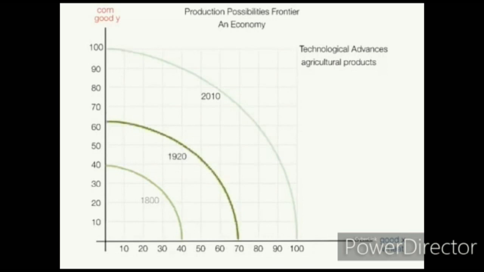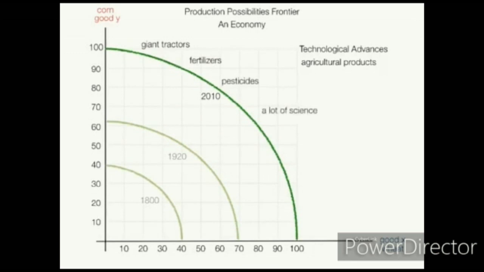By 1920, the whole curve shifts out, and the reason is because we got tractors, we have irrigation systems, we have sophisticated agriculture now, and it actually is producing more. The frontier shifted out. And by 2010, we have giant tractors, fertilizers, pesticides, a lot of science, and sophisticated irrigation systems. So we see the curve has shifted out since 1800.